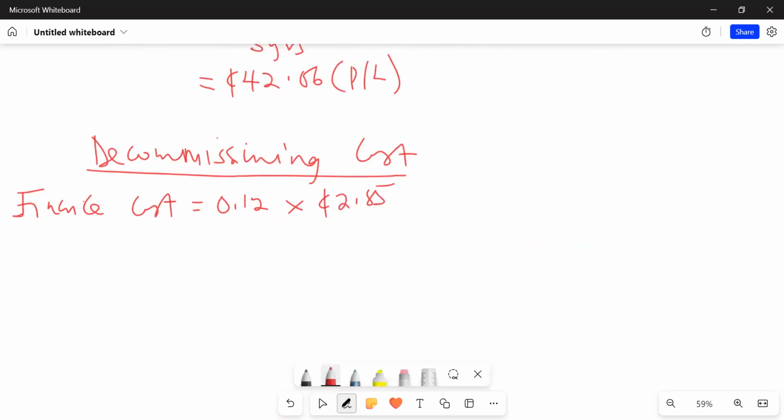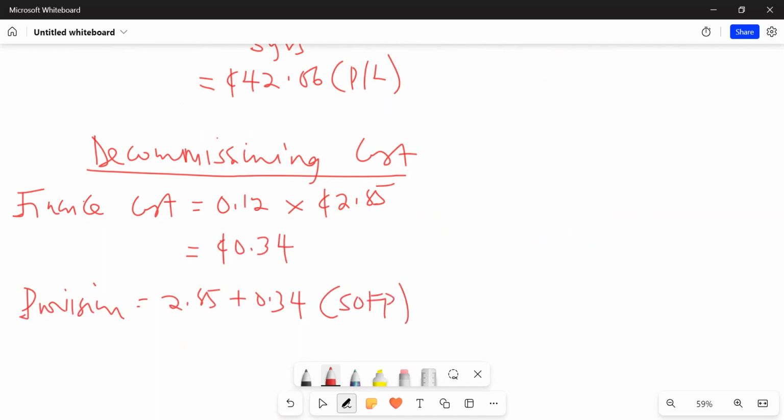So that will be 2.85 million. What will be the finance cost relating to the decommissioning cost? 0.34. So your provision, which is a liability, will now be 2.85 plus 0.34. And this will be sent to the statement of financial position as a non-current liability.